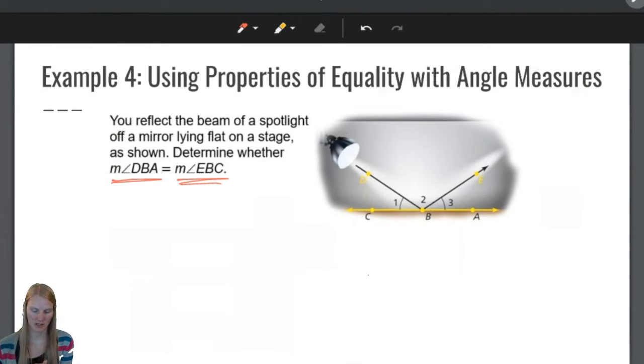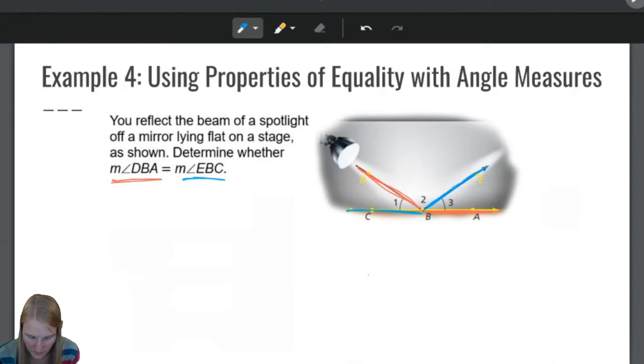I need to find where these angles are. D, let's see, you can barely see that, but D is there. So DBA is here, and let's use a different color for EBC is here.